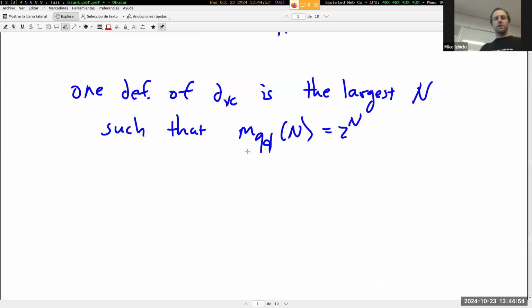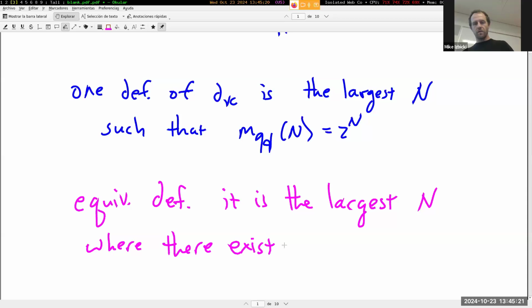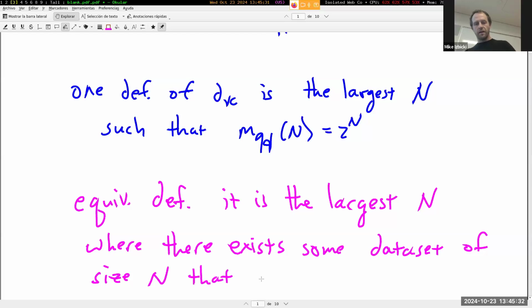Another equivalent definition of the VC dimension is that it is the largest n where there exists some data set of size n that can be shattered.